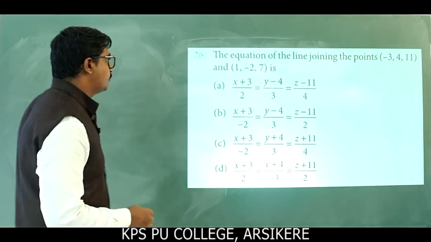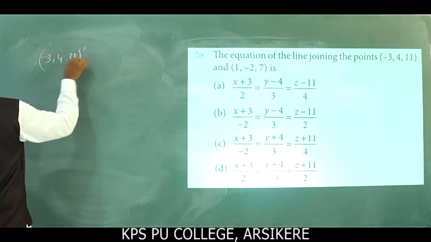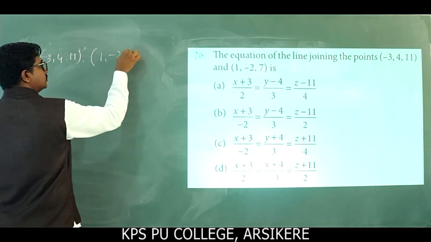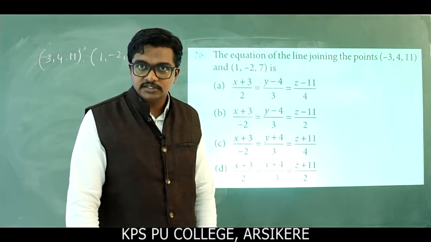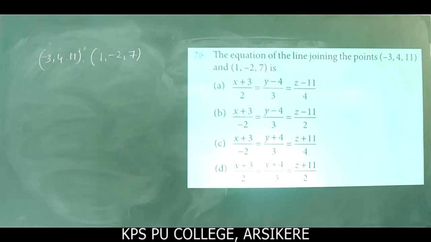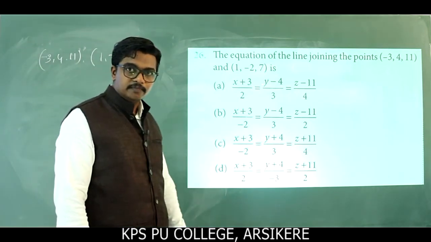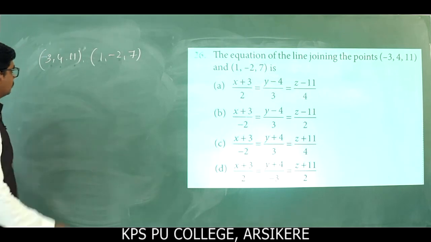Just observe what they have given: the points (-3, 4, 11) and (1, -2, 7). You need to find the Cartesian equation. In the previous problem we discussed the Cartesian equation: (x - x1)/(x2 - x1) = (y - y1)/(y2 - y1) = (z - z1)/(z2 - z1). We follow the same thing here. Take this as x1, y1, z1 and x2, y2, z2.